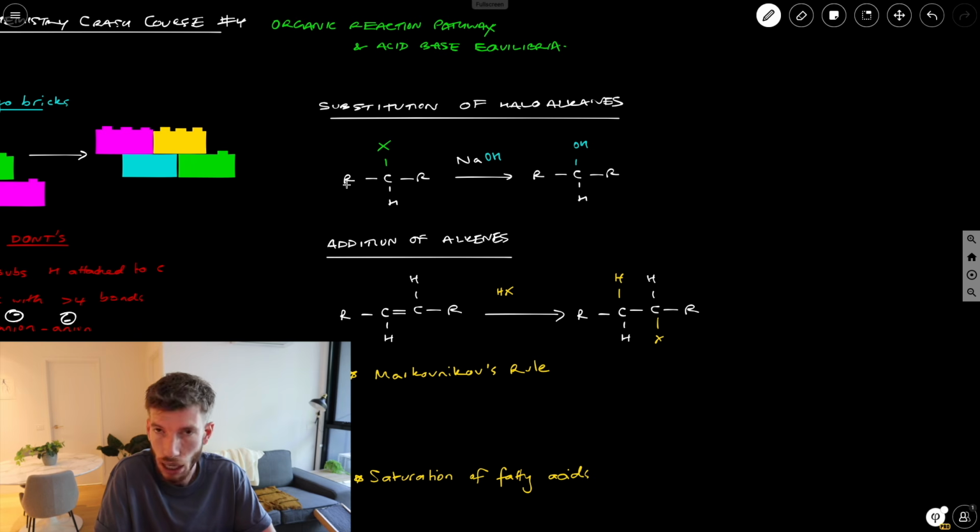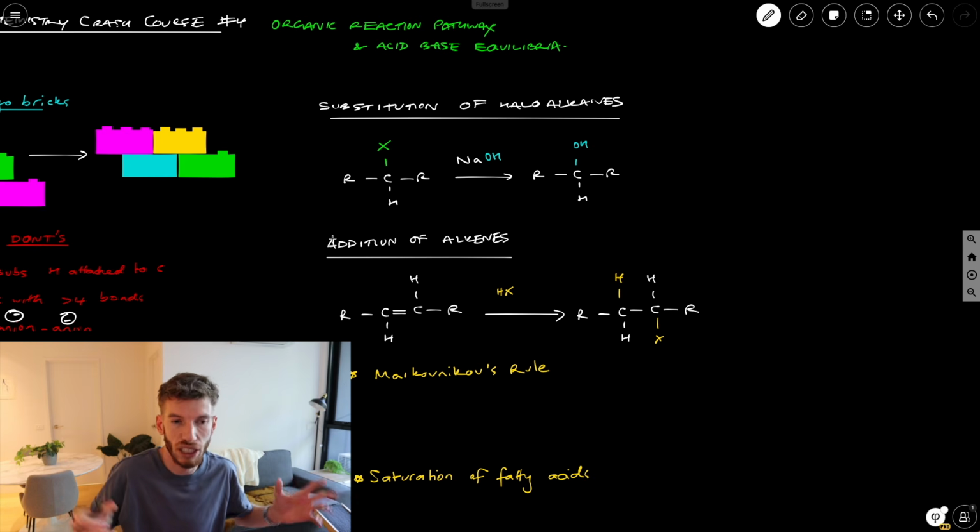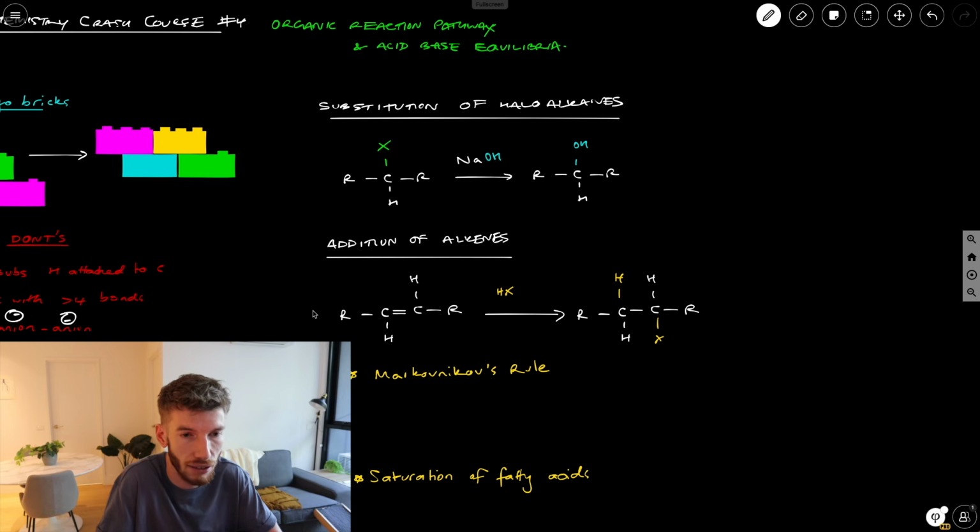Anywhere where I write R, that is just shorthand for more carbon chain, right? Truthfully, it could be another hydrogen as well, but I'm going to assume that it's a little bit more complex. Anyway, when you see R, it just means the rest of the compound keeps going in both directions.